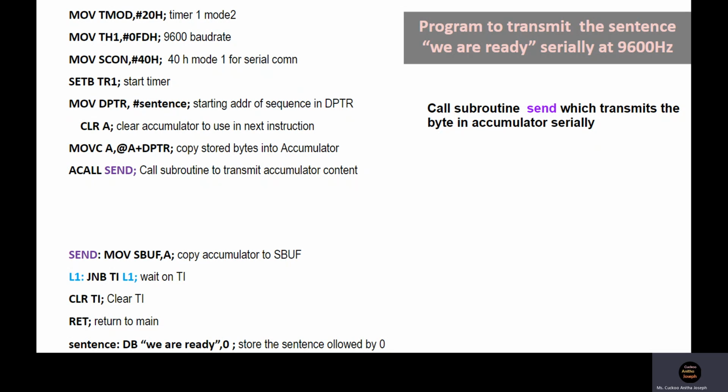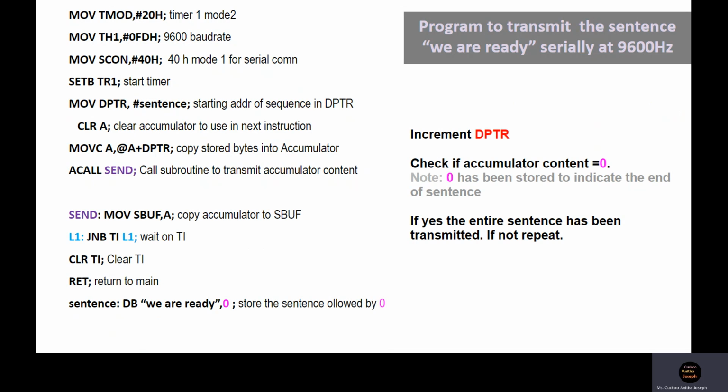So we have finished transmitting the first byte of the sentence. Now what should we do? We should get the next byte. For that we should increment the DPTR, increment the data pointer so that we can take the next byte, that is the ASCII code of E, and transfer it. And also we have to check whether the accumulator content is 0, since please note that we have stored a 0, shown in pink, to indicate the end of our sentence.